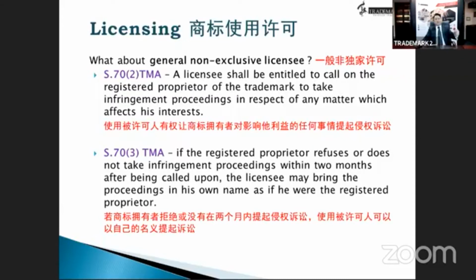So if I want to sue somebody and I'm not exclusive, I have to ask permission from the trademark owner. And of course, under this Malaysian Trademark Act, if in 2 months' time they don't respond, I can sue the third party, whoever infringed my trademarks, in my own personal capacity, okay? But I have the rights, I have the standing. We call it the locus standi, okay? I have the rights as though I were the registered proprietor.